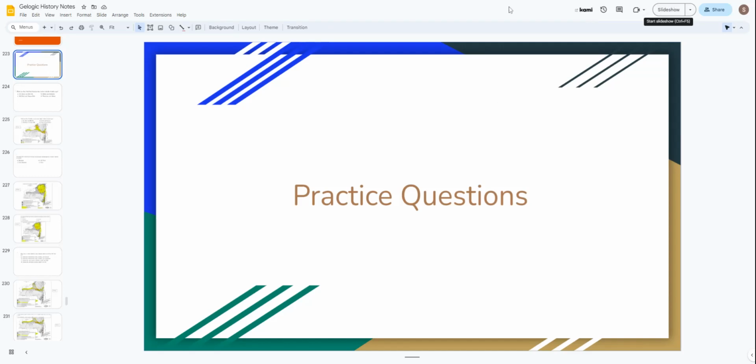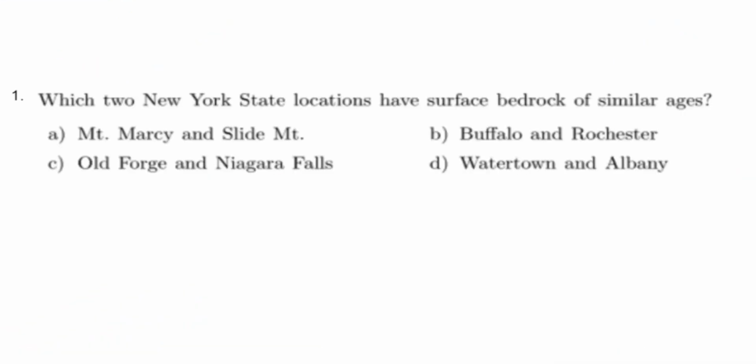Hey guys, so today we're going to talk about the practice questions on reference table page 2 and 3. So make sure you have the document out. So, question number 1. Which two New York State locations have surface bedrock of similar ages?